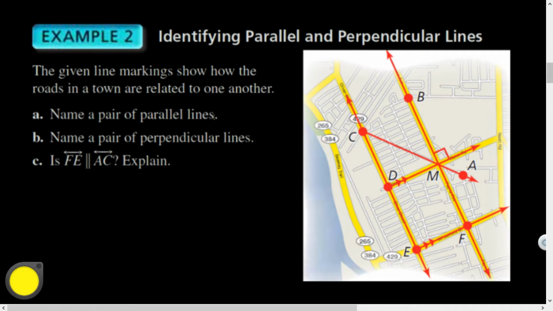Let's see. Name a pair of parallel lines. Okay, what are your guys' thoughts? Parallel. Yes, Mr. Mysterious.